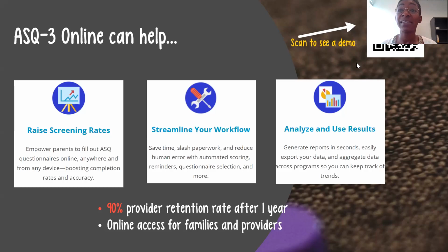So that platform is definitely going to save you time. And the ASQ Online can actually help raise screening rates. It can empower parents to fill out the ASQ online from anywhere, from any smart device, which is definitely going to boost that completion rate and overall accuracy. The online tool can also streamline your workflow by saving you time and paperwork, and it can also reduce human error because it's going to be scored in that system automatically.